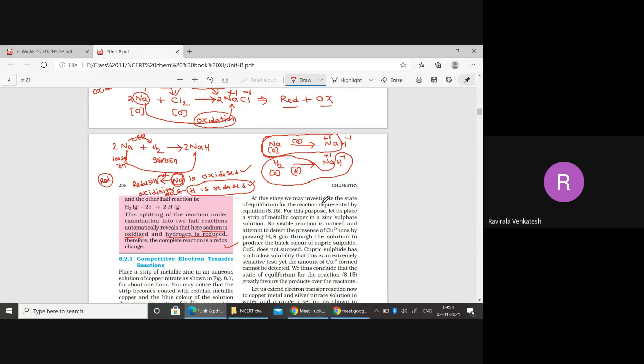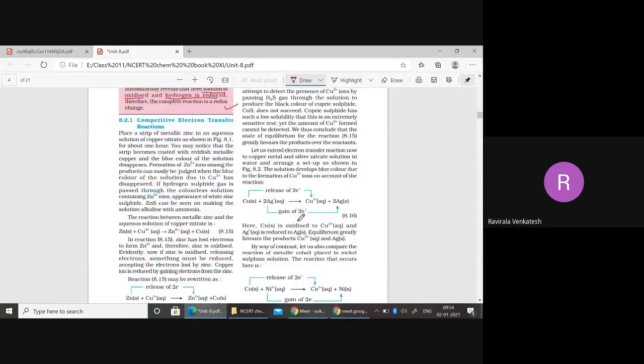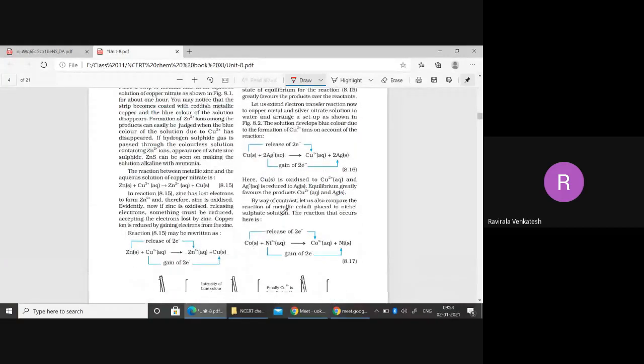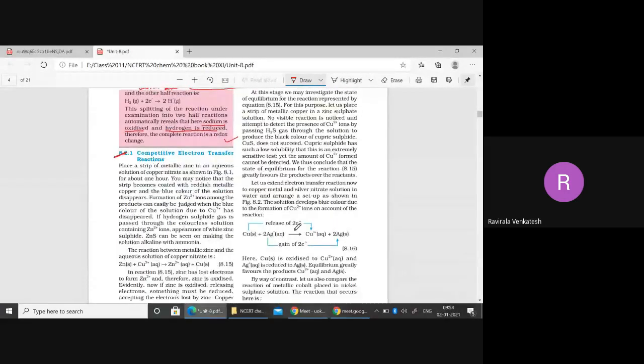So this is the topic today. The remaining topics we will take tomorrow. That is a simple topic only. Tomorrow means on Monday. On Monday we will complete the remaining topics also.